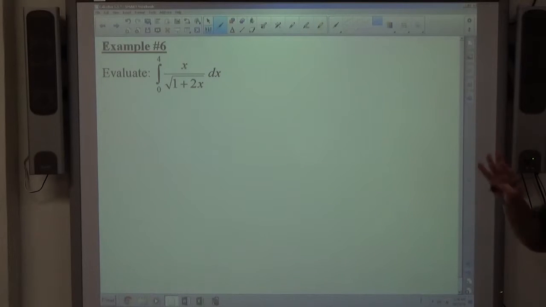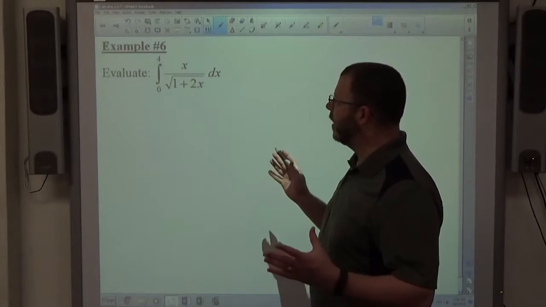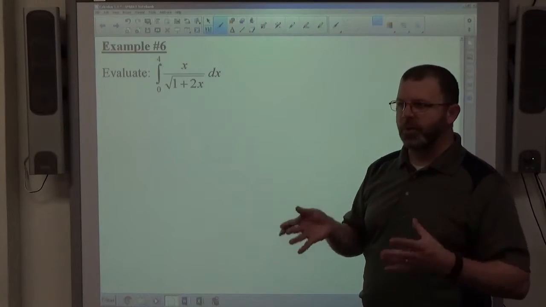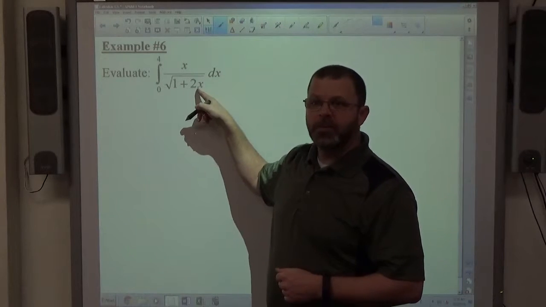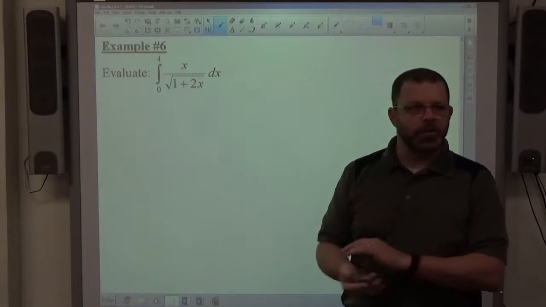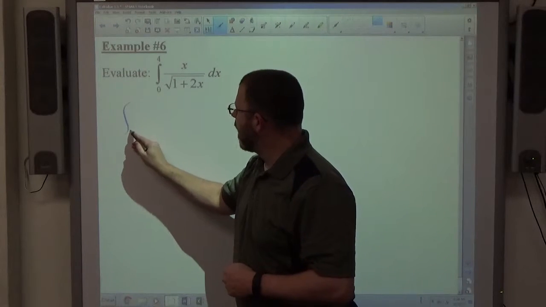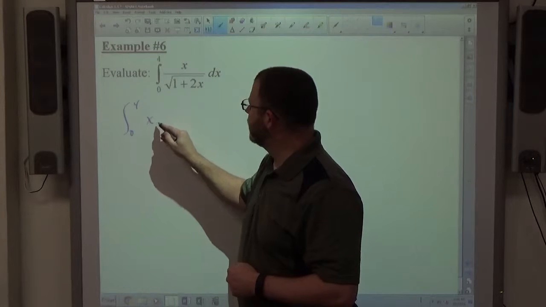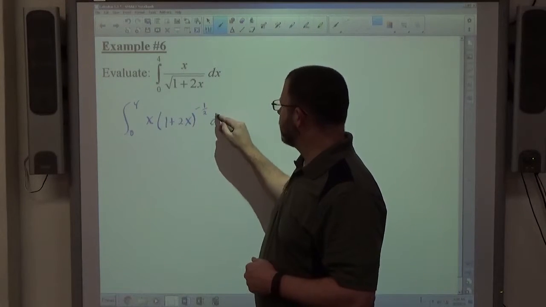Okay, example 6, once again we have a definite integral, and 0 to 4 is the interval. We're evaluating x over the square root of 1 plus 2x dx. The first thing I want to do, anytime I see a rational structure, is rewrite it so it's got radicals as fractional powers, and a negative power instead of a thing on the bottom. I prefer that look. So I'm going to go 0 to 4 of x times 1 plus 2x to the negative half power dx.